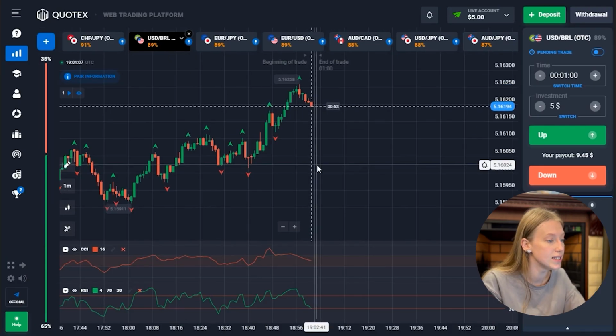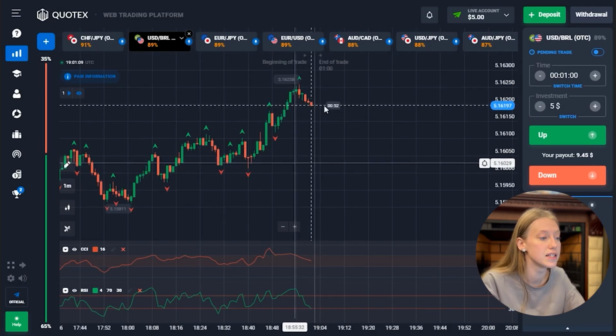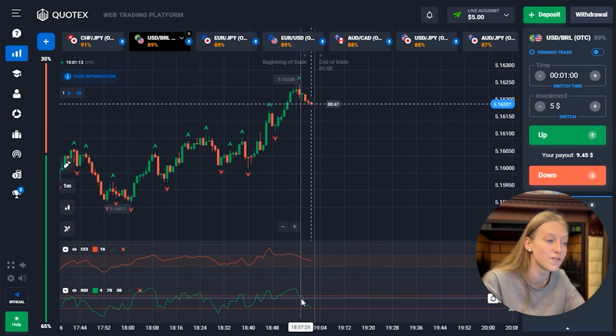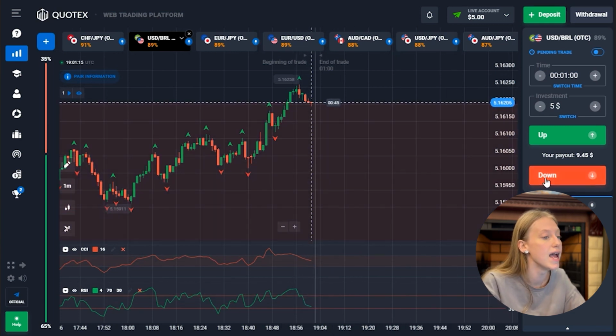Right now, I see an excellent entry point on this currency pair. We see that the upper fractal is above the candles. This gives us a signal to short according to our 1-minute strategy. We can also see from the RSI and CCI indicators that their direction is from top to the bottom, and they haven't crossed to our sell zone yet. Therefore, my first trade will be here. I open the trade down for 1 minute.